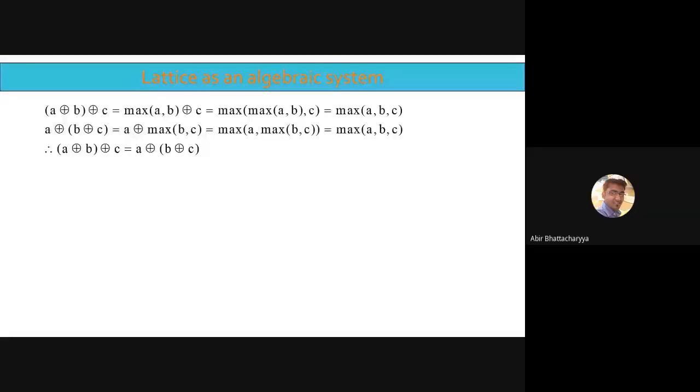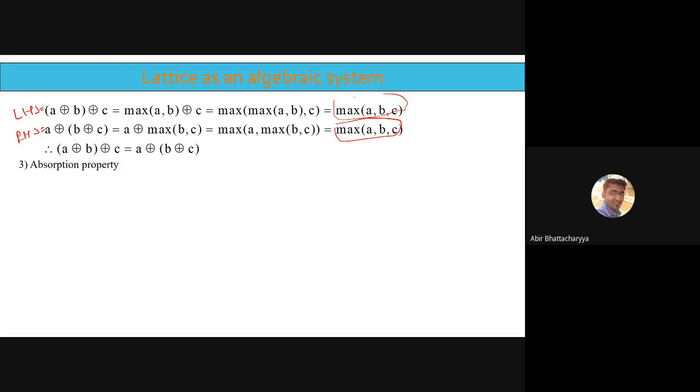The second condition of the associative property is for plus circle. For plus circle we will go in the same manner. Instead of minimum we will use maximum. Finally we get the maximum of A, B, C on both sides. So (A plus circle B) plus circle C equals A plus circle (B plus circle C). So that holds true. That means both conditions of the associative property hold true, and the associative property is completed.